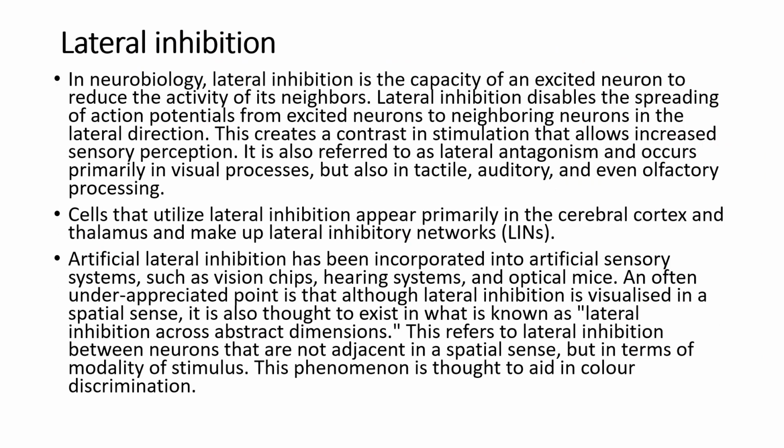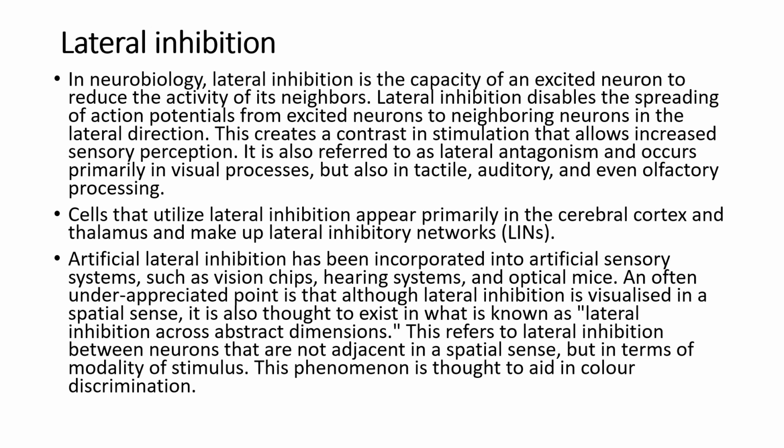Lateral inhibition. In neurobiology, lateral inhibition is the capacity of an excited neuron to reduce the activity of its neighbors. Lateral inhibition disables the spreading of action potentials from excited neurons to neighboring neurons in the lateral direction. This creates a contrast in stimulation that allows increased sensory perception. It is also referred to as lateral antagonism and occurs primarily in visual processes, but also in tactile, auditory, and even olfactory processing. Cells that utilize lateral inhibition appear primarily in the cerebral cortex and thalamus and make up lateral inhibitory networks, LINs.